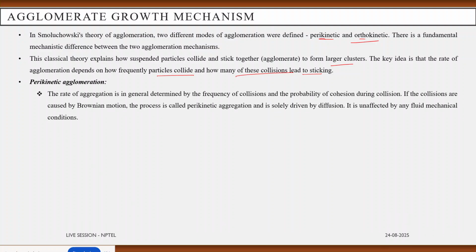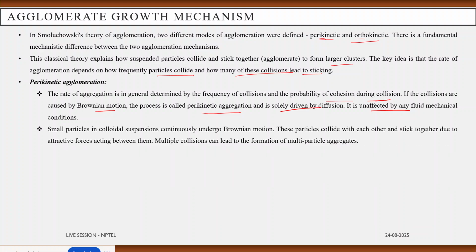In perikinetic agglomeration, the rate of aggregation is in general determined by the frequency of collision and the probability of cohesion during the collision. If the collisions are caused only by Brownian motion, the random movement of the particles in the mixture, the process is called perikinetic aggregation, and it is solely driven by the diffusion process. It is unaffected by any fluid mechanical condition.